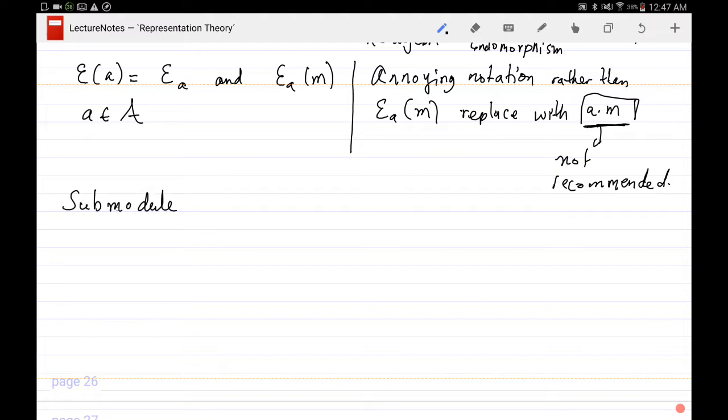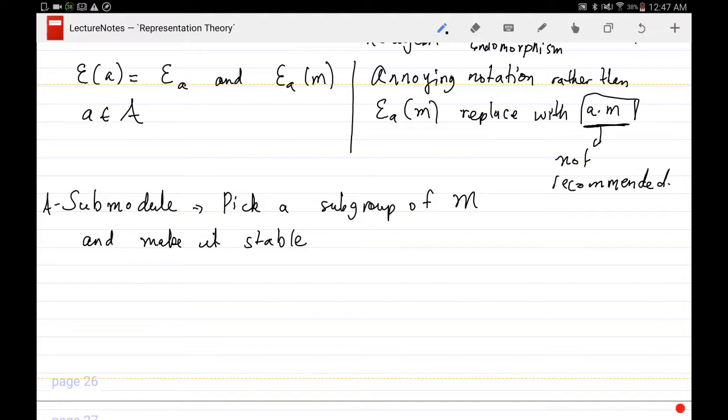So we can also define a submodule, an A submodule, I suppose. So what you do is you pick a subgroup of M and make sure it is stable under the action of the K algebra.